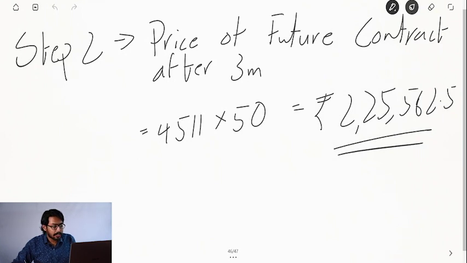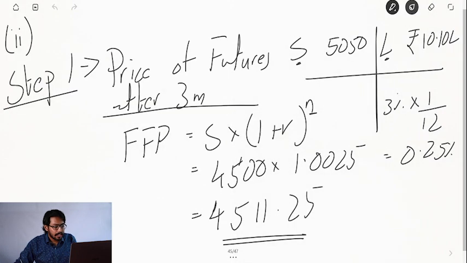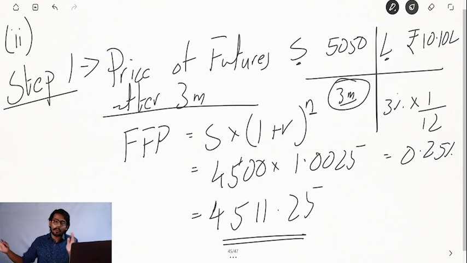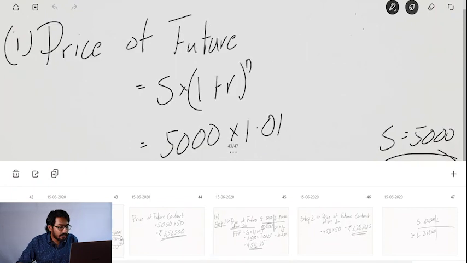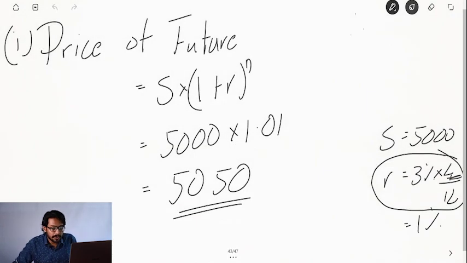Fair future price was 4,511. How did you get that 4,511? Pay attention, guys. 4,500 was the index value after 3 months. After 3 months, you have not reached expiry. The futures have an expiry of 4 months. After 4 months, the index value and the future price will be the same. But after 3 months, you still have 1 month remaining to maturity. So future price and index price will not be the same. Just like over here, index was 5,000.